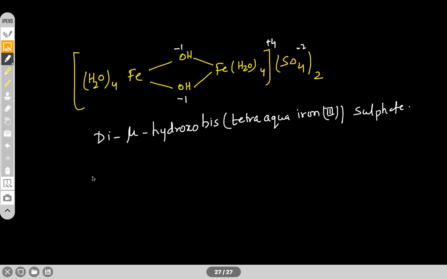Mu, we use a Greek letter just to represent the bridging group ligand. I'll give you one note to write down. Write on the bridging ligand: the bridging ligand is expressed by the Greek letter mu.